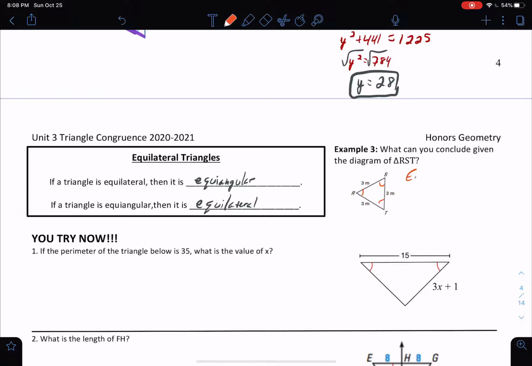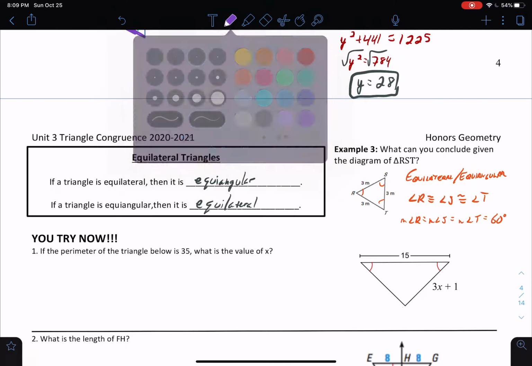That it's an equilateral and equiangular triangle, and that angle R is congruent to angle S, which is congruent to angle T. All the angles are going to be congruent, and their measures are all going to equal each other, and they're all going to be 60 degrees. All right, so that's a couple of the things that we can conclude on that diagram.